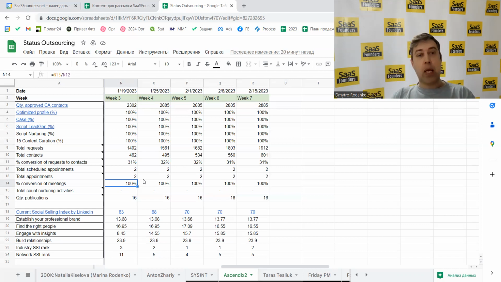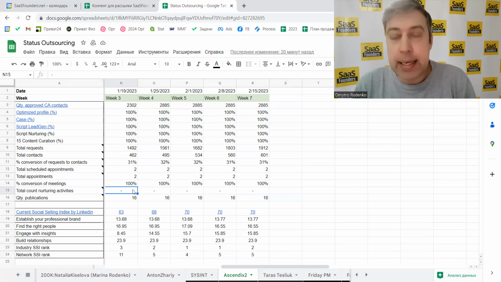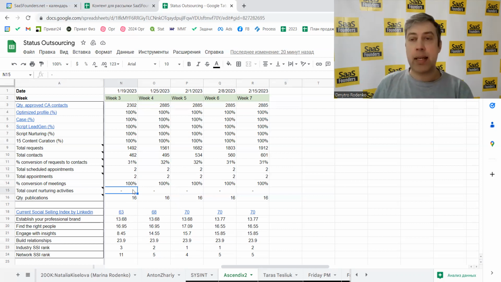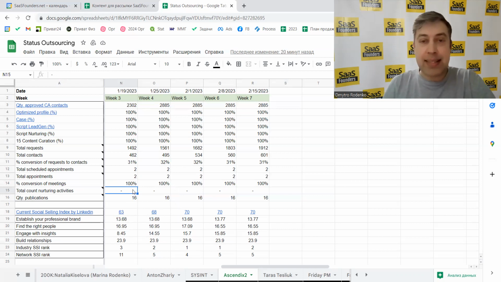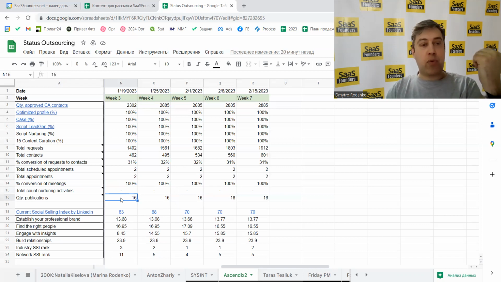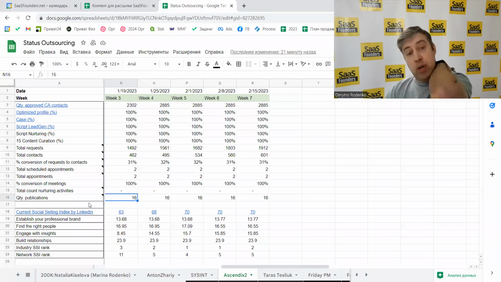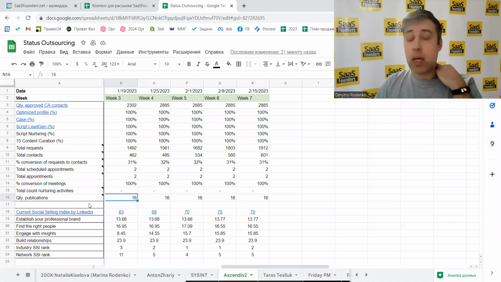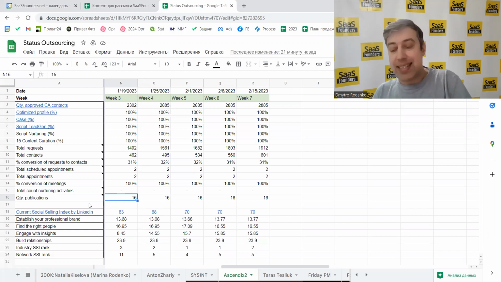Also, we count the number of nurturing activities, the number of emails that we send to the target audience, because we use LinkedIn not as LinkedIn only. We also collect emails from LinkedIn from our first round of contacts, and we nurture them with the emails. And also, we identify the number of publications that we post in our LinkedIn profile, to see that our potential leads will see us not in the sequences of messages only, but in the profile also.